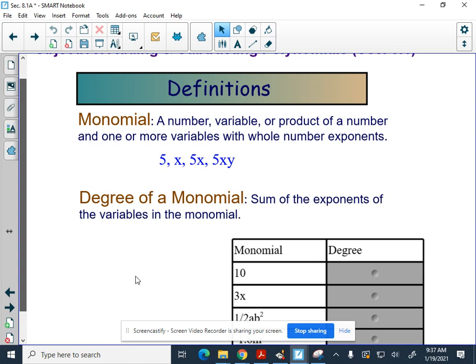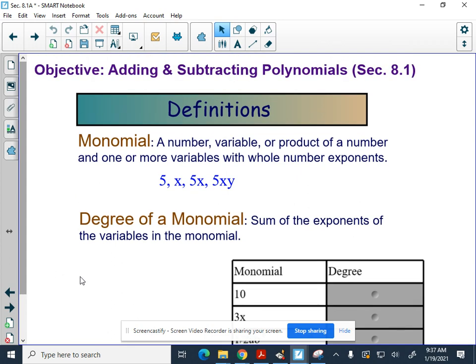Okay, this is 8.1A. Our objective today is going to be to add and subtract polynomials. So you should have a packet of Chapter 8 notes. If you don't, and for some reason you're at home, then write them on a piece of paper and I'll count that. Fresh start to a new semester. Here we go.